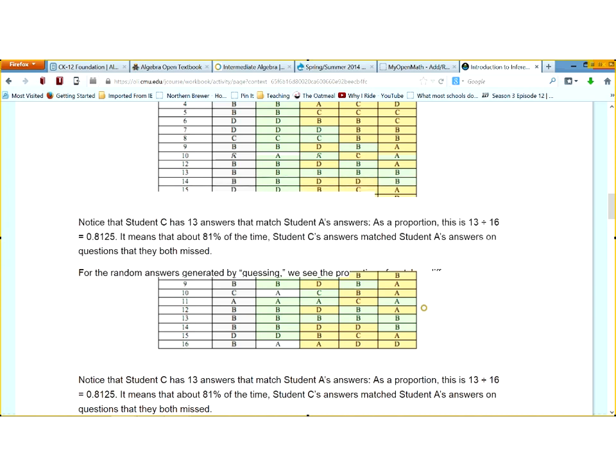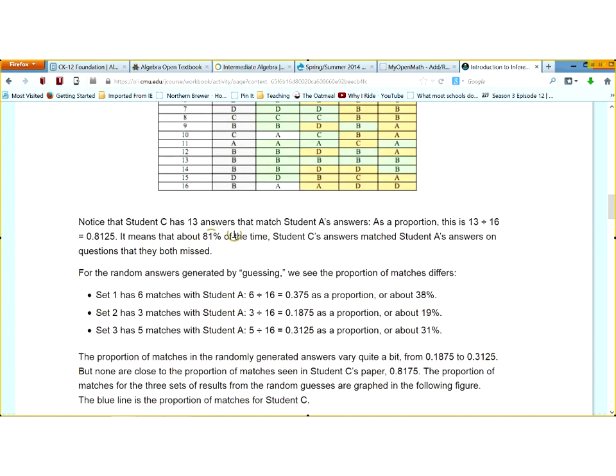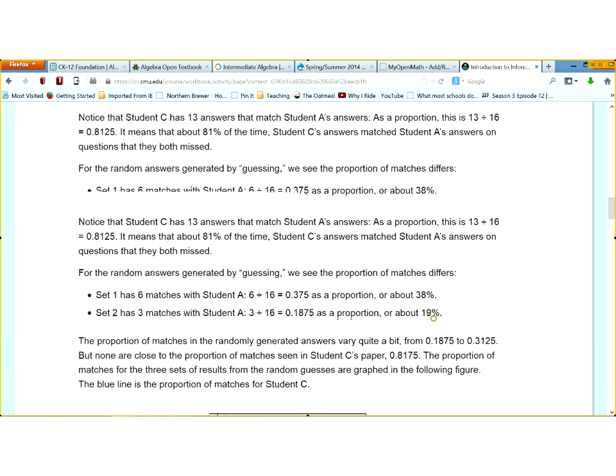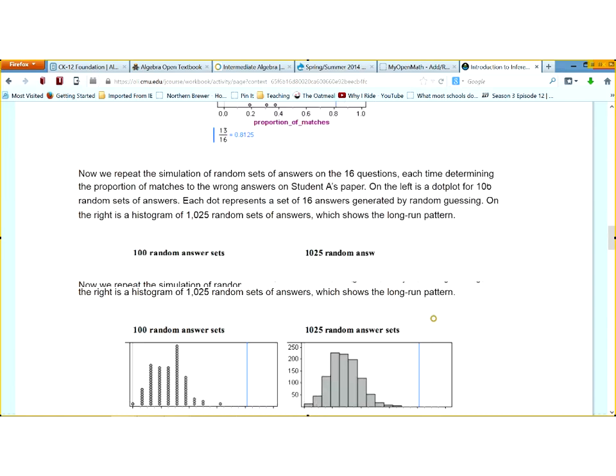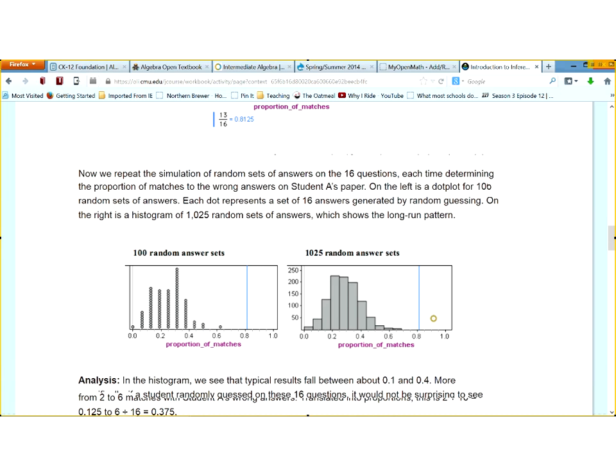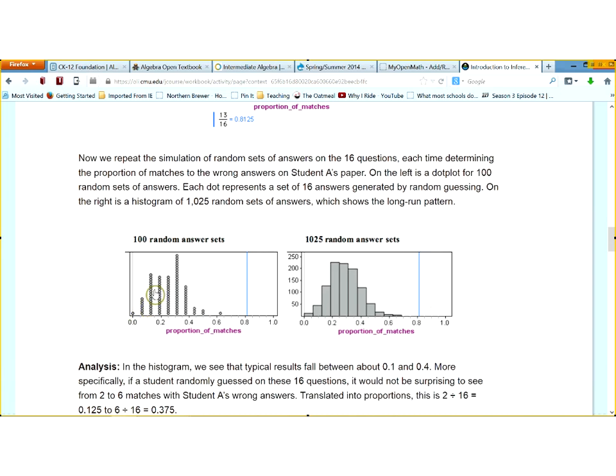Right? So C and A matched 81% of the time, and for the 3 that we just generated randomly, it was 38%, 19%, and 31%. So those are nowhere close to the 82%. And here, in fact, is 100. This is a simulation, 100 random answer sets. And here is 1,025 random answer sets.